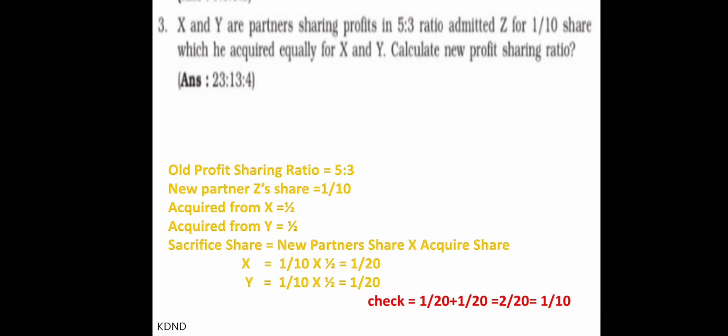Under this we can locate ourselves in this manner: X and Y are partners sharing profits in the ratio of 5:3, and admitted Z with 1/10 share, which he acquired equally from X and Y. Calculate the new profit sharing ratio. So here, first of all, the old profit sharing ratio is given, the new partner's share is given, and the acquired share from X and from Y is given. When the acquired share of both is given, we have to multiply with the share of the new partner.